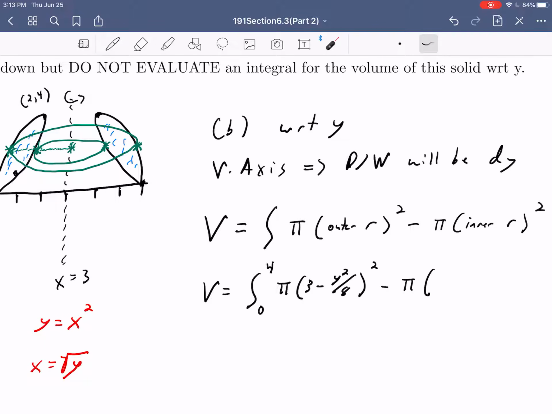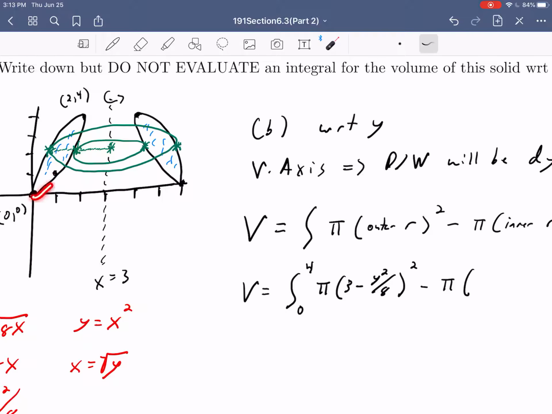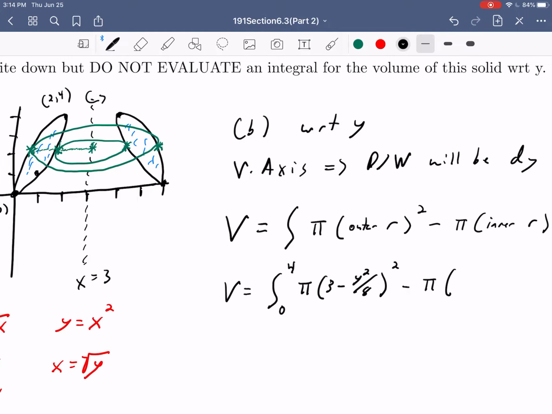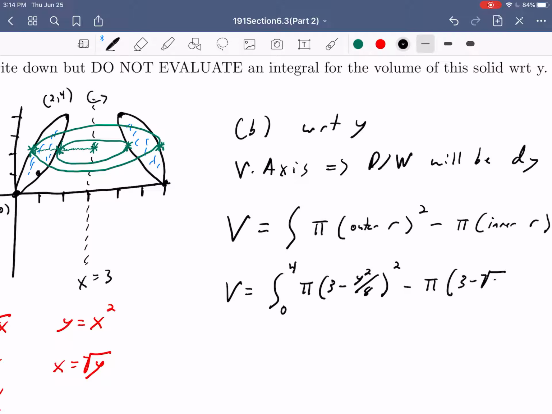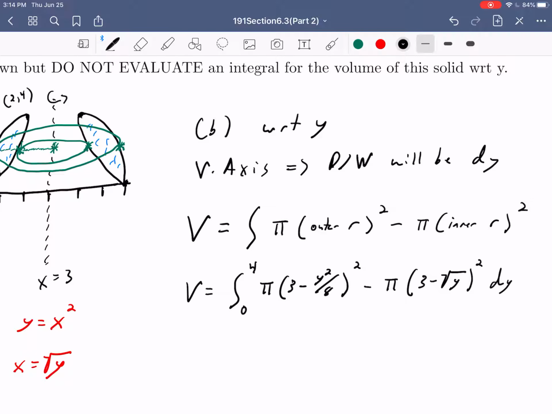Okay, inner radius now, so minus pi. The inner radius is going from our axis to the closer one, which was originally y equals x squared, but we're thinking about it as square root of y. So similar structure, it's going to be 3 minus the square root of y, squared. And of course, all that is going to be dy.